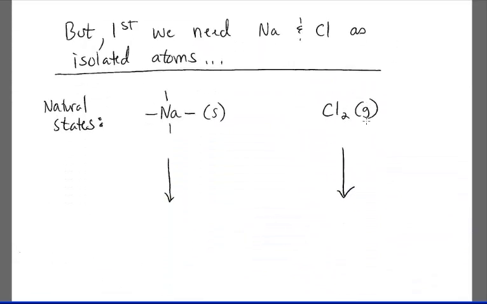So first we need sodium chloride as isolated atoms. In their natural state, sodium is bonded into a metallic network. So we're going to turn that into a single sodium atom, pull a single one out, and the energy to do that, to pull it out, is 107 kilojoules per mole, and that is known as sublimation. There are some other names for it that we could use. We're going to use sublimation.